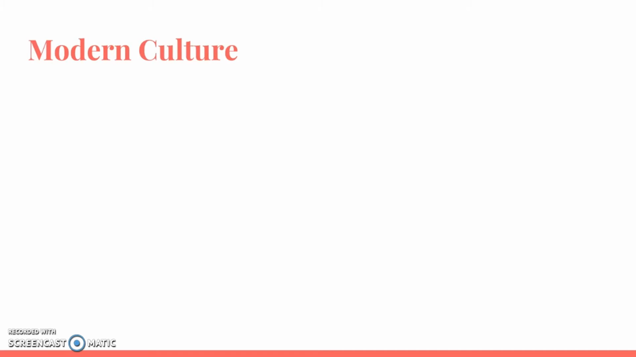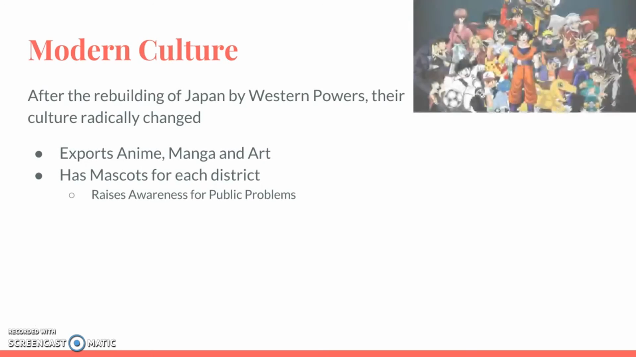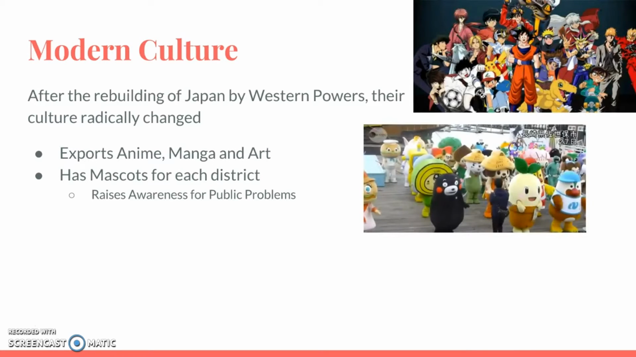Japan proceeded to export things like anime, manga, and art overseas, such as Dragon Ball, Pokemon, and other series. Mascots rose with their purpose being to raise awareness for public problems in infrastructure, public health, and security systems, additionally also in some cities.